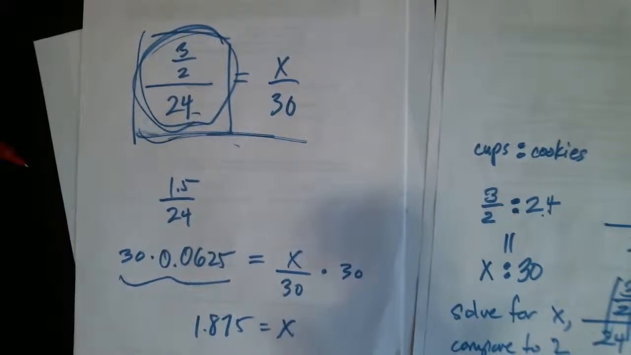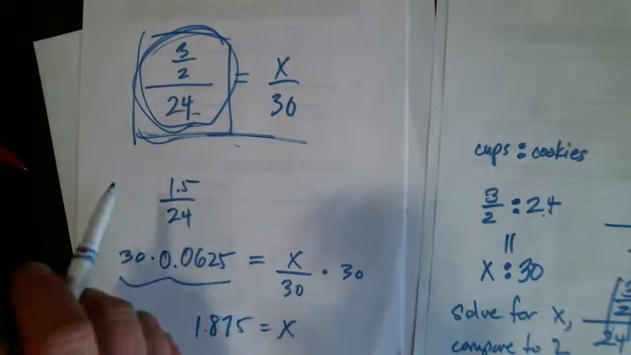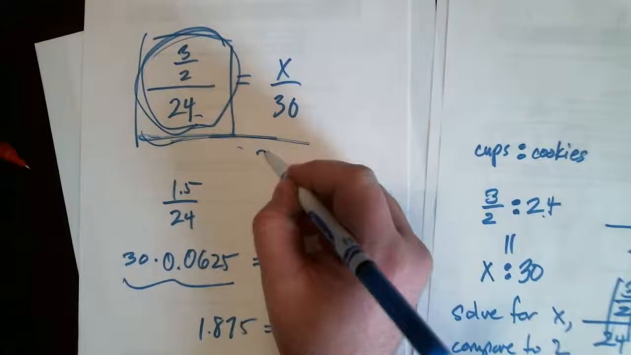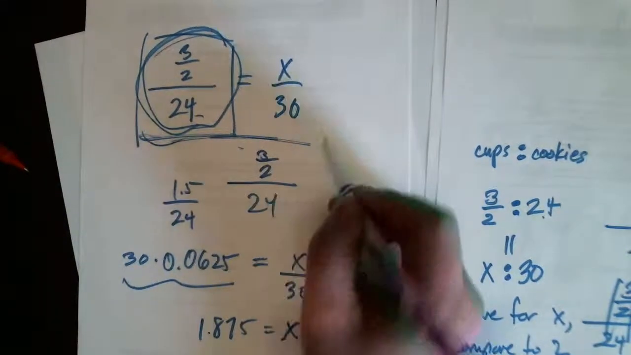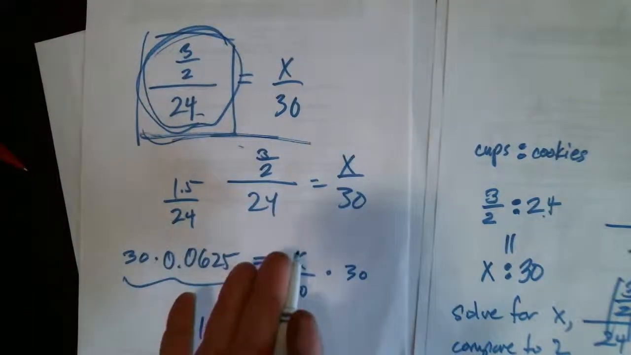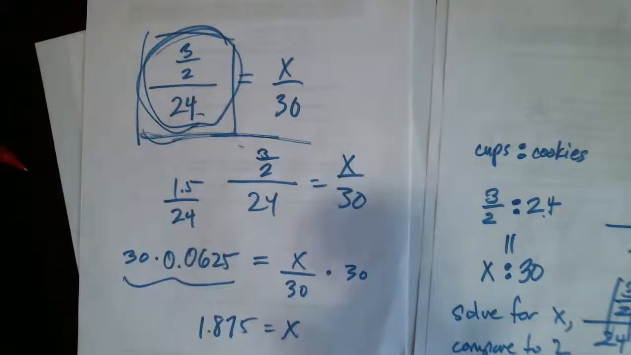And I think anytime you can do that, it makes your algebra not so ridiculous. Like if I say 3 over 2 over 24 equals x over 30, that looks completely complicated. Okay, let's do one more.